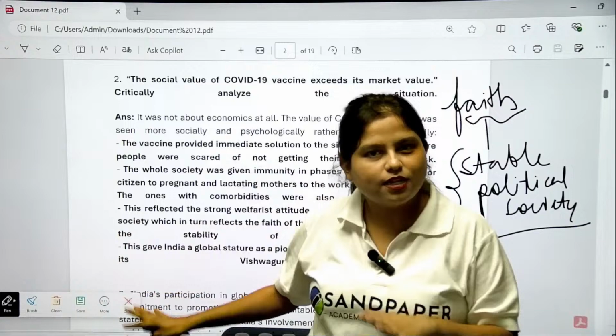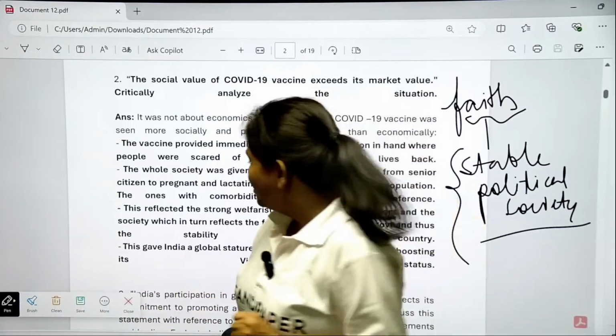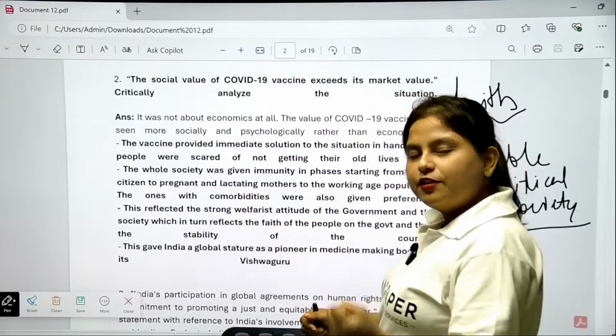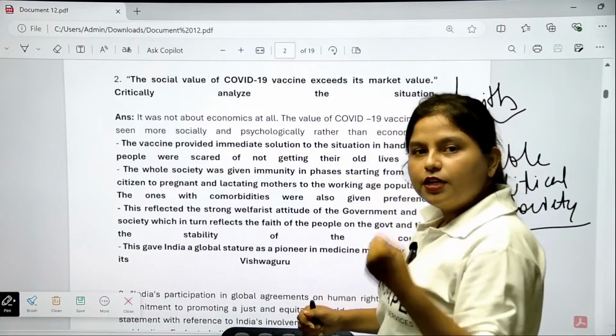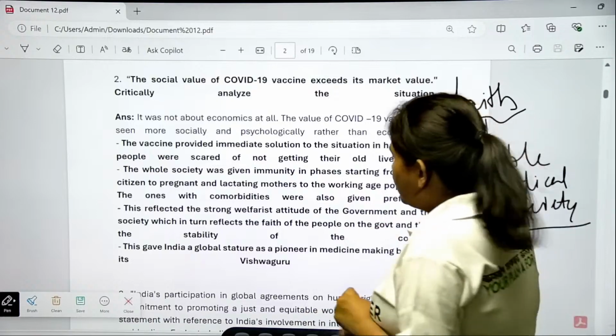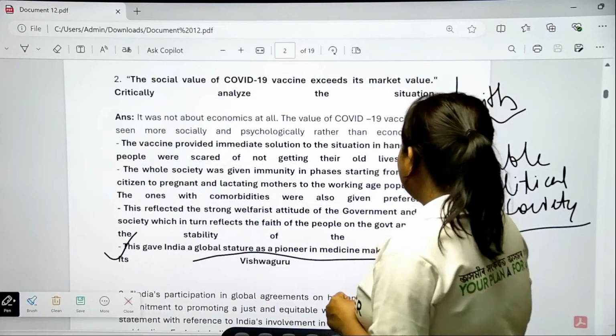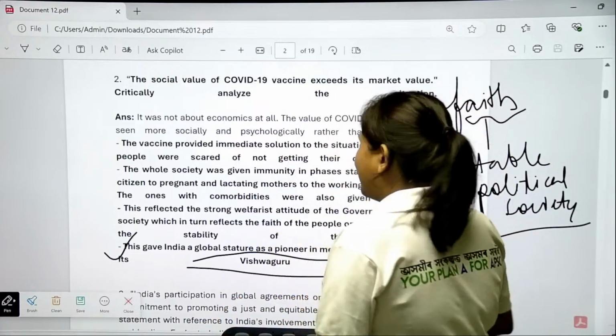Question is not yet complete. The picture is still remaining. So what it shows is that we are a very strong welfareist society with a very stable political base. Next, this gave India a global stature as a pioneer in medicine making, boosting its Vishwaguru status.